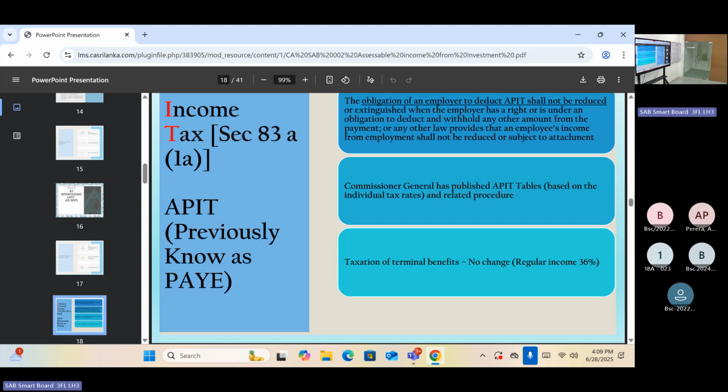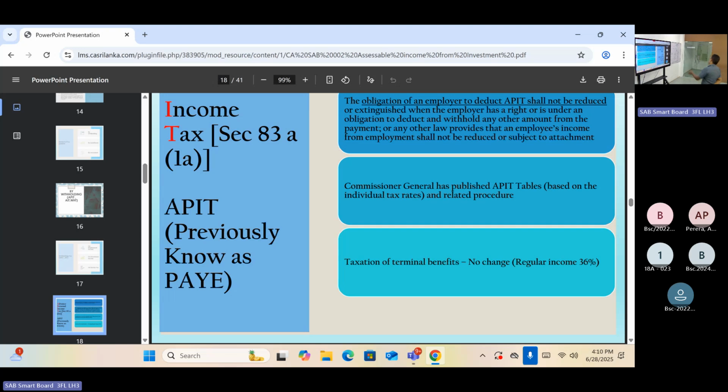Right? That's why we are paying gratuity. Gratuity is exempt up to 5 million. No tax on gratuity up to 5 million. Right? That's how it is structured.